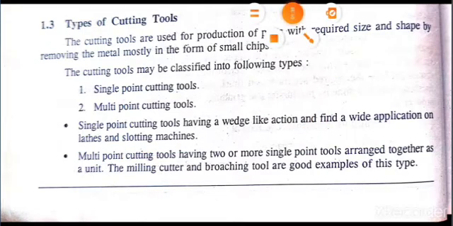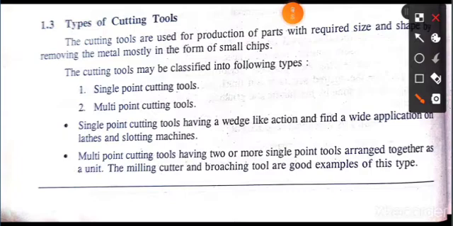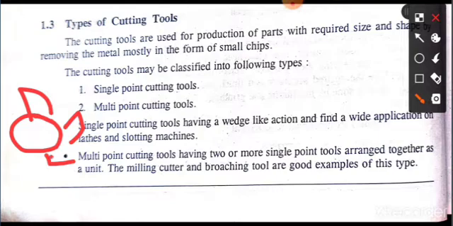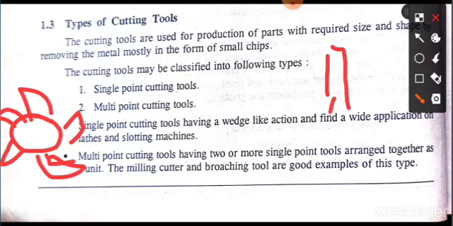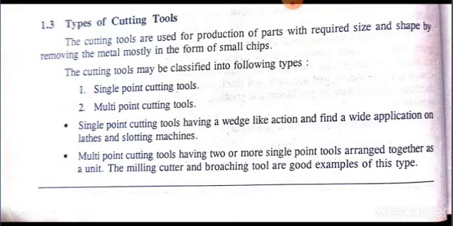Next come multi point cutting tools. As the name suggests, here a number of cutting points will be there. For example, if you take it like this, here one edge, here one edge, or you have seen a drill bit. How is the drill bit? Here you can see the flutes will be there, no? So here you have one edge, second edge, third edge, right? Like that, you get a number of cutting edges. Two or more single point tools arranged together is called a multi point cutting tool.